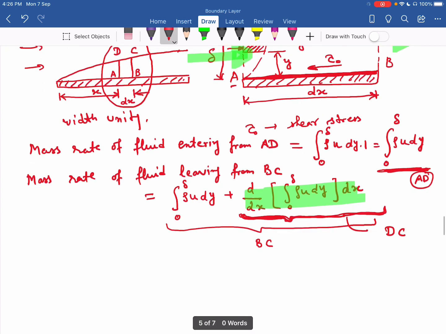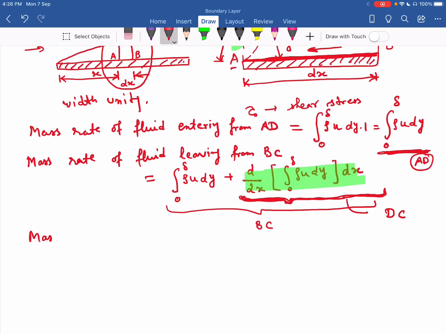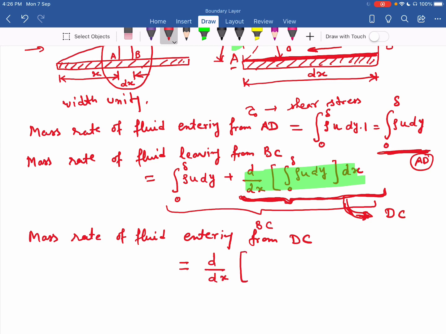Now you can write the mass rate of fluid entering from DC. That comes out to be d by dx of the integration of rho u dy dx. The limits are y from 0 to delta. So this is the mass entering from AD, mass leaving from BC, and mass entering from DC.